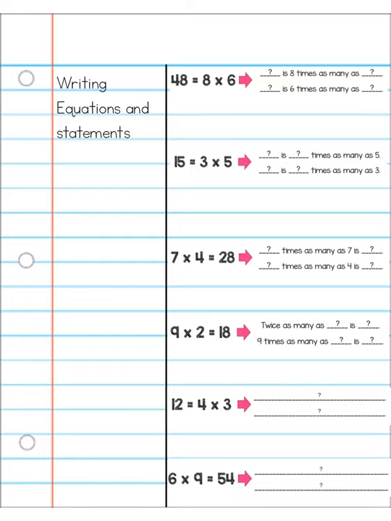Our last example here is asking us for the same thing. We've got 6 times 9 equals 54. So 6 times as many as 9 is 54. And I could switch it around and say 9 times as many as 6 is 54. Both of those would be correct.